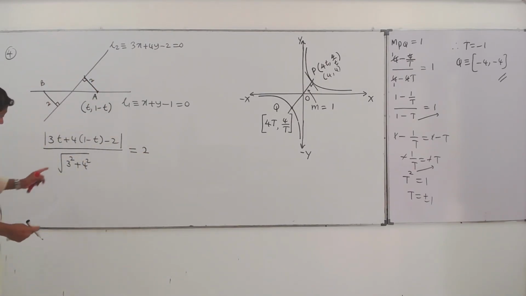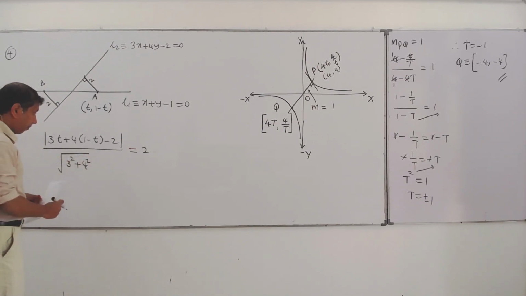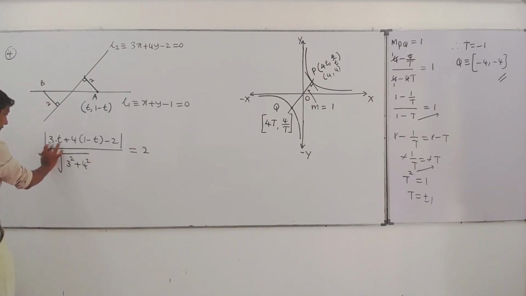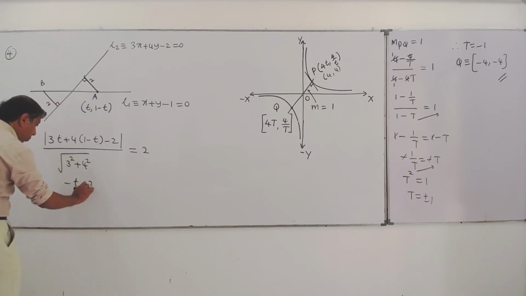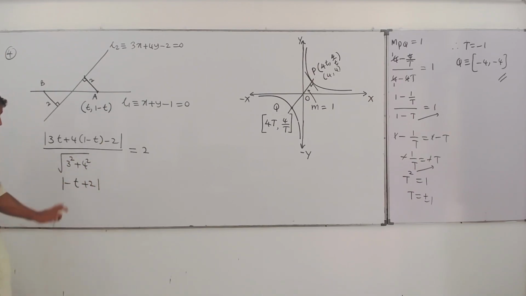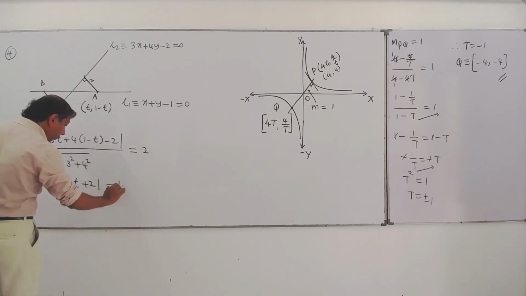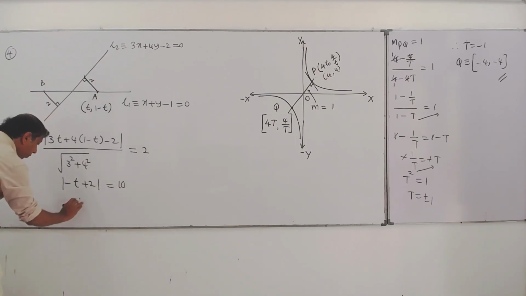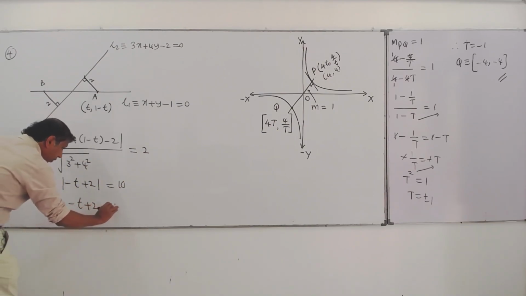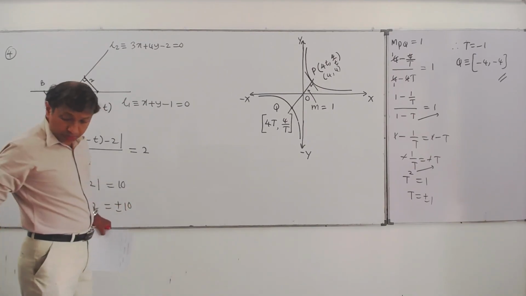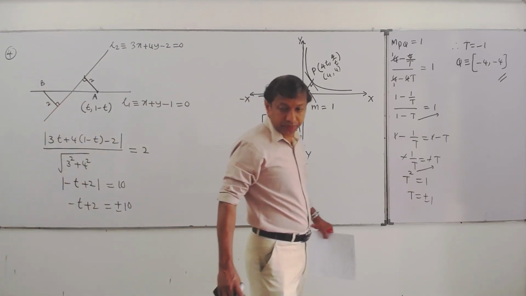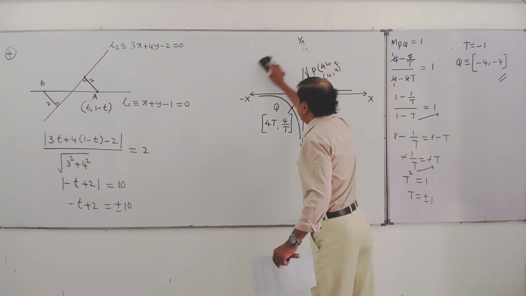Right. What is this? This is 5. Use cross multiplication. Meantime, since here 3t minus 4t is minus t, here 4 minus 2, it's 2 modulus. Here 5 into 2 is 10. Now remove the modulus, put plus or minus. Now take the plus sign separately, the minus sign separately, and take two answers.